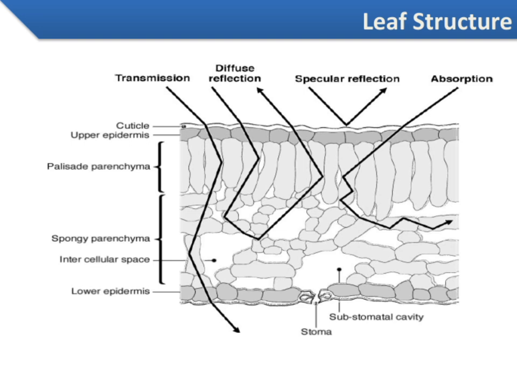The upper and lower epidermis provides a protective layer, shielding the internal tissues from damage and water loss. Just beneath the upper epidermis, you'll find the palisade mesophyll, packed with chloroplasts, where most of the photosynthesis happens. The spongy mesophyll, with its air spaces, facilitates gas exchange, allowing carbon dioxide in and oxygen out.